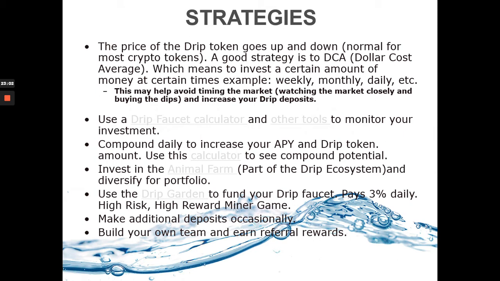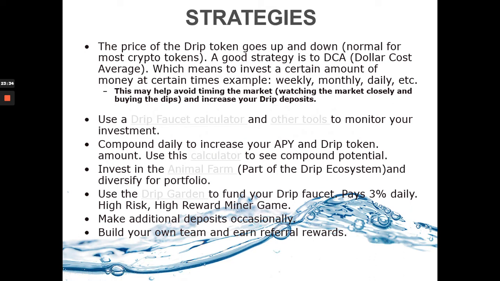Okay. So you can use a drip faucet calculator and other tools to monitor your investments. I'll show you some of these in a minute. I think I have all these open. You can compound daily or as often or little as you want to. It's up to you to increase your APY and the amount of your drip tokens. And then you can use this calculator to see the compound potential.